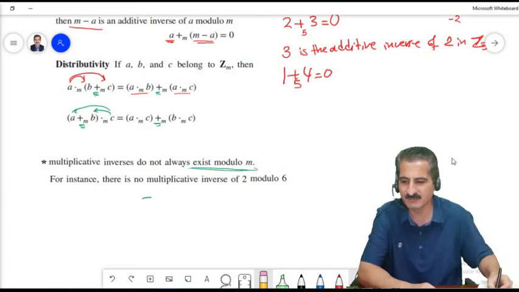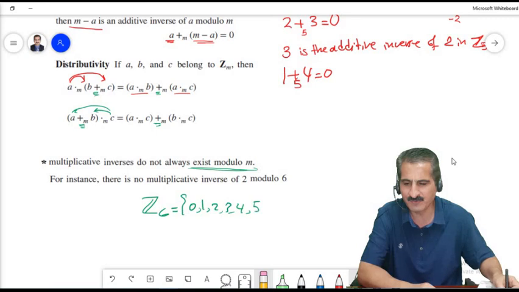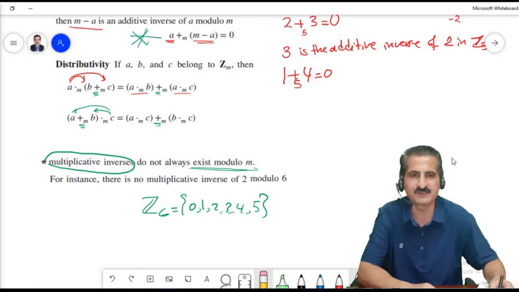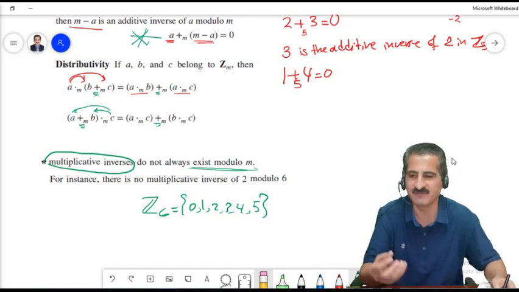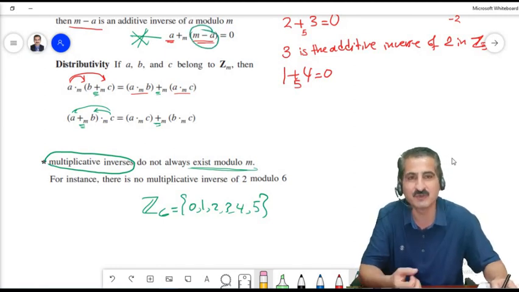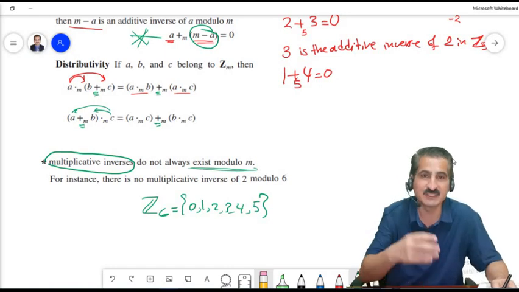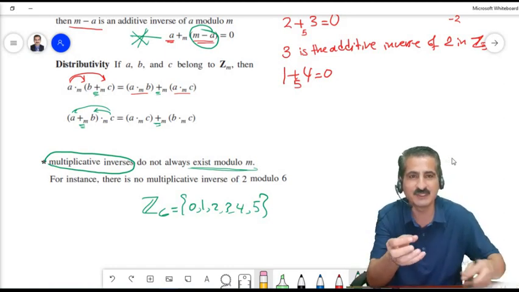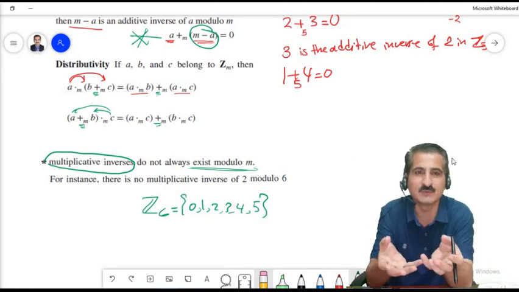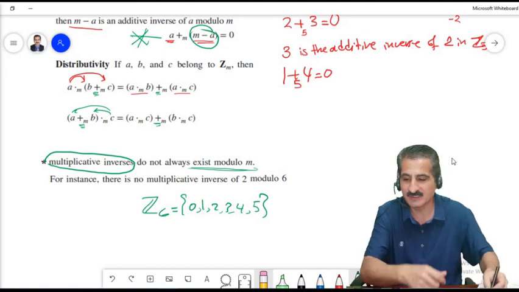For example, Z6 consists of 0, 1, 2, 3, 4, 5. Now we are talking about multiplicative inverse. Before, we talked about additive inverse, and every element has an additive inverse: give me an a, then the additive inverse is m minus a. Now, if I ask you about multiplicative inverse, I give you an element, and I want another element that, multiplied by the first one, gives 1.